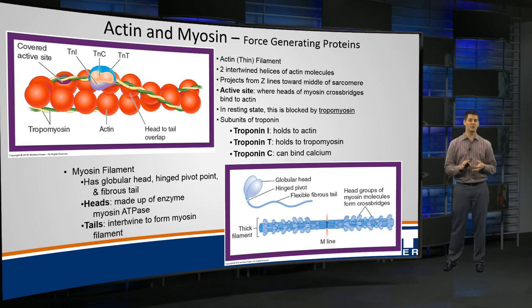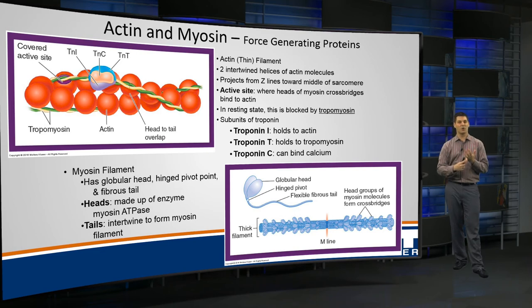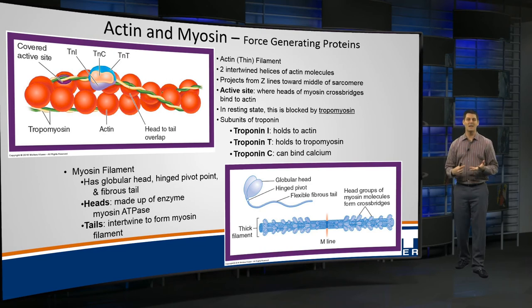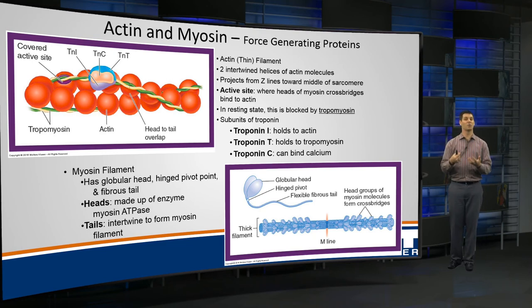Troponin has three subunits, right? And essentially is a way to connect all three parts. One is troponin I, which holds actin. Unfortunately, I don't have a good way to explain how to remember that. You'll just have to remember it. The other two actually make sense. Troponin T means that it binds to tropomyosin. And then last but not least, troponin C is important because calcium is the molecule telling our muscles to contract. So troponin C is going to be the binding site for calcium.